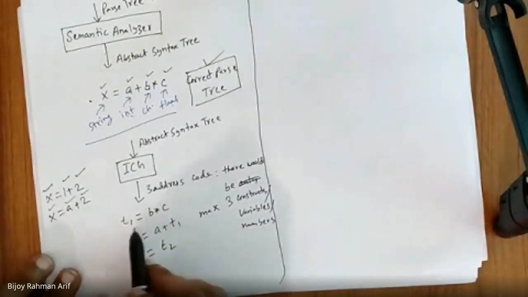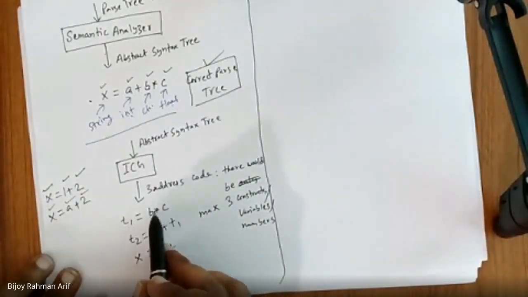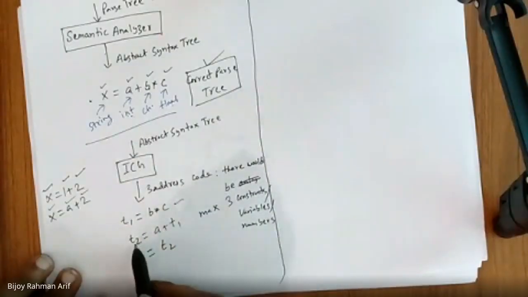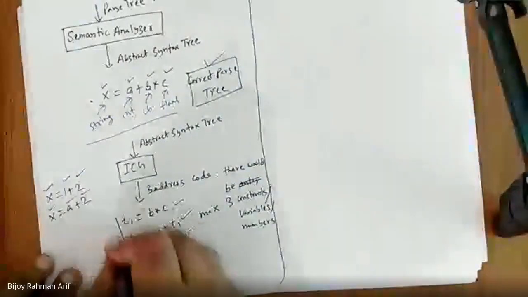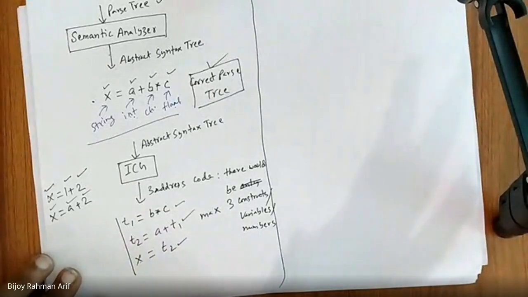How many constructs are there? 1, 2, 3. So it is a three address code. How about this? How many constructs are there? 1, 2, 3. Three address code. How many constructs are there? 1, 2. Less than 3. So it is 2, also three address code. So altogether they are three address code, right?